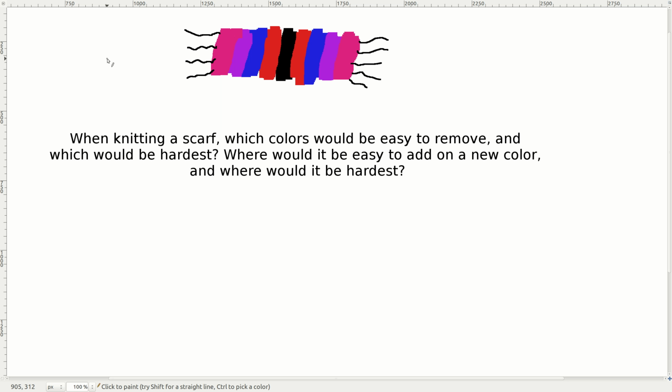So pause for a moment and think about these questions, dealing with this scarf idea where it's kind of growing as we knit on more. Where would it be easy to add things? Where would it be easy to remove things? And why? What about it makes it that way? Pause and think about it.